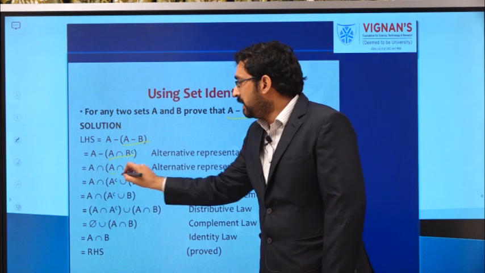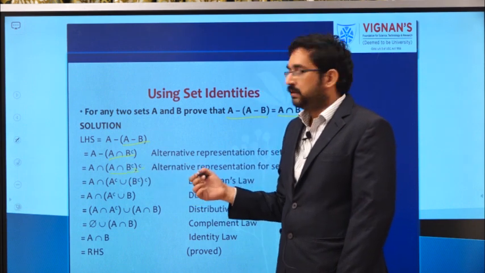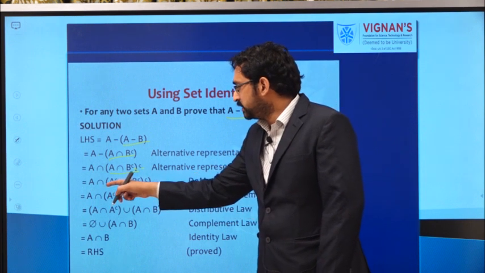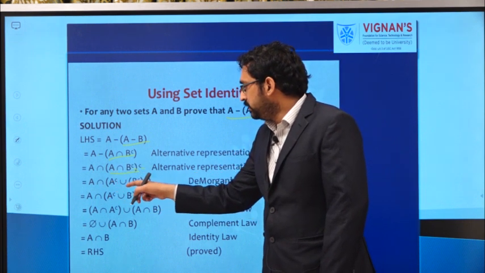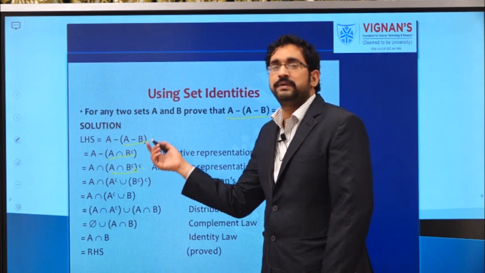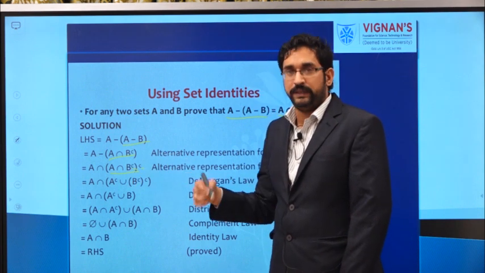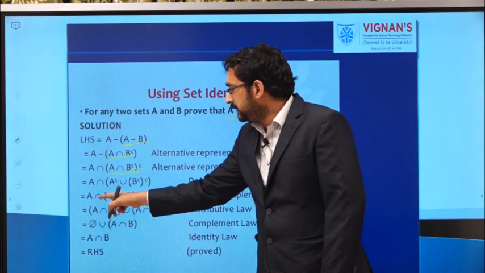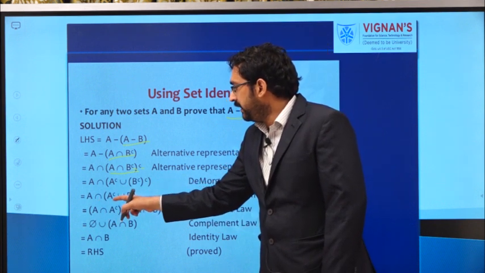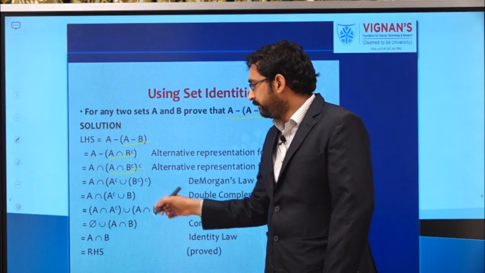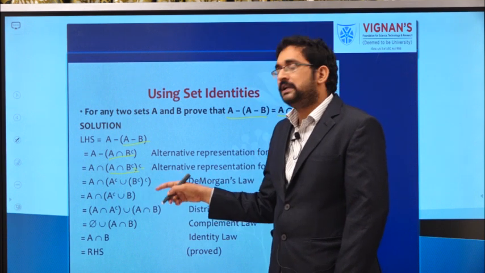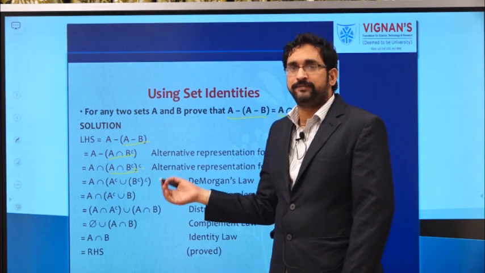Now for the second part, apply De Morgan's law. Then we will get A intersection (A complement union B complement whole complement). We know that B complement whole complement is equal to B. So next step we will get A intersection (A complement union B). It looks like A intersection (B union C). It is in that form.